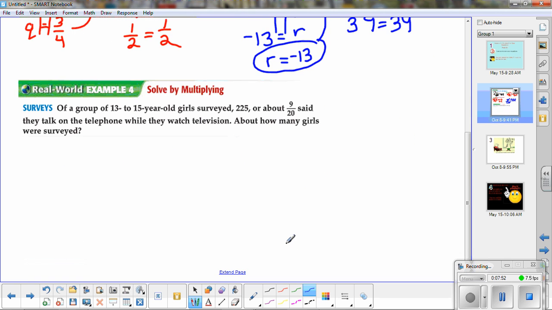Our last example says of a group of 13 to 15-year-old girls surveyed, 225, or about 9/20ths, said they talk on the telephone while they watch television. About how many girls were surveyed? First thing I would do is ask myself what I'm trying to find out. And I'm trying to find out how many girls were surveyed. So let's have G equal the number of girls surveyed.